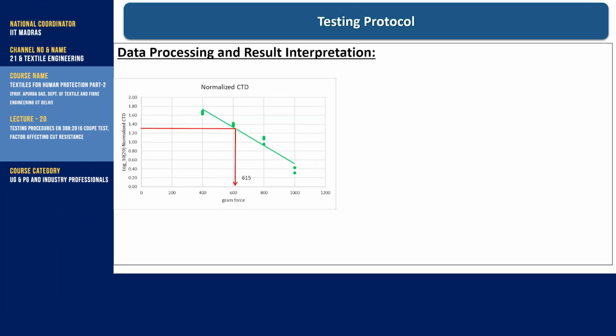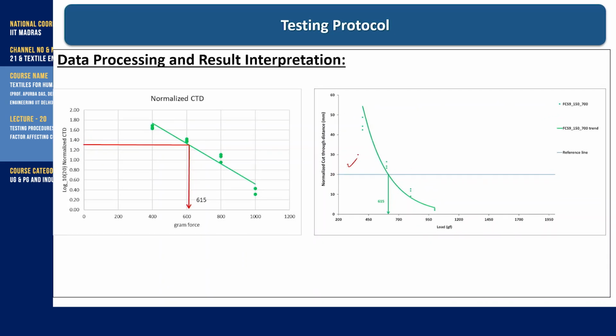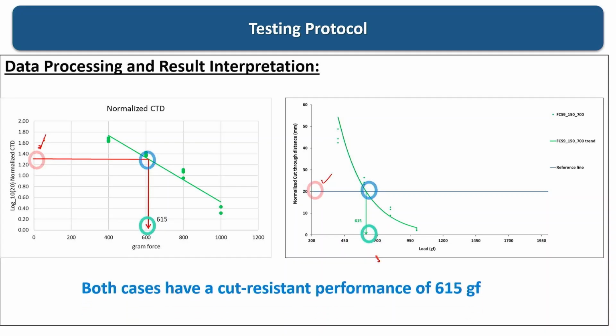Now, if you see, this is the normalized cut through distance using log, and here is the data we are using. For both, here it is 20 millimeter, here log of 20 millimeter, which is typically around 1.3, and they are intersecting at this point. When we draw the vertical line to the x axis, they intersect at exactly 615. So, this we have already discussed. Both cases have a cut performance of 615 gram force.